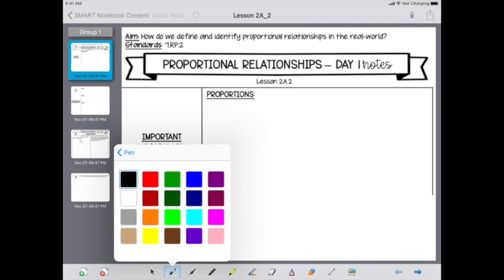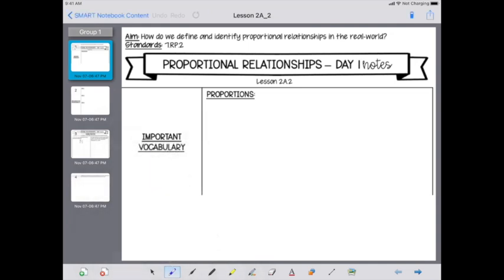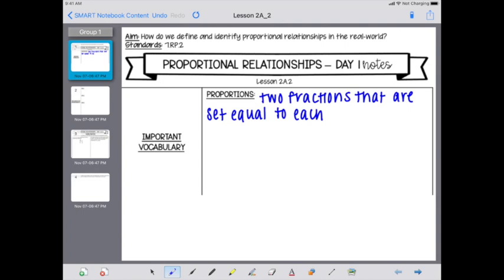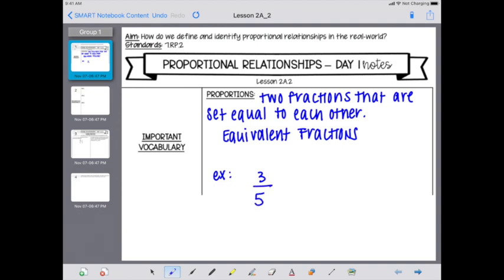So a proportion is going to be two fractions that are set equal to each other. They're equivalent fractions. So an example would be if I had 3/5 and that was set up equal to 9/15.